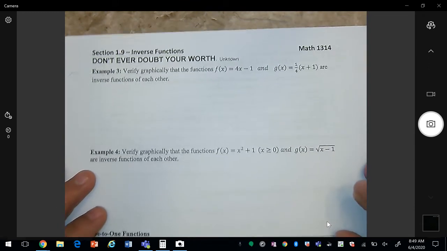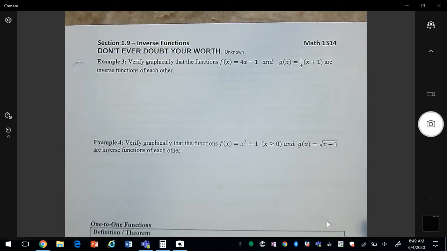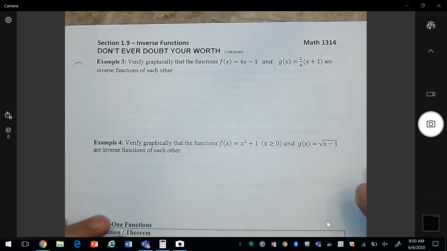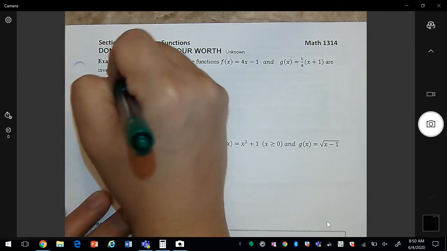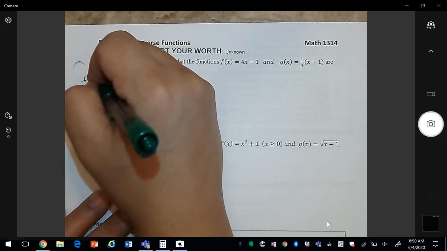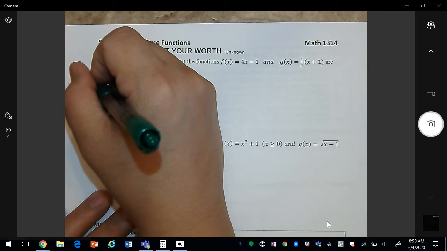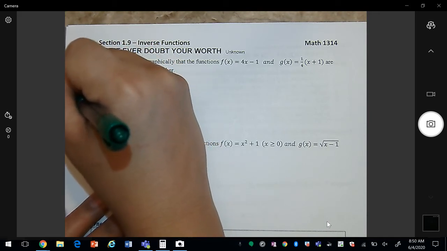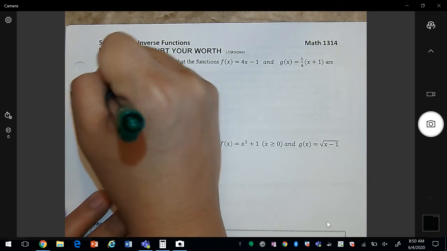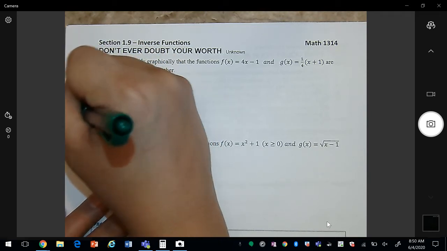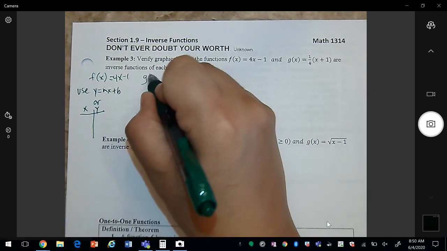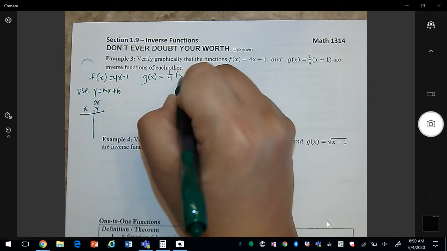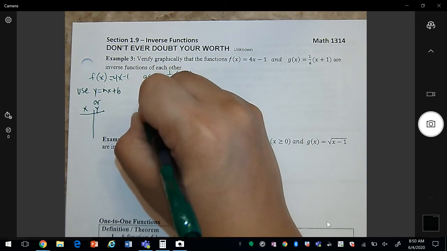So it says verify graphically that the functions f of x is equal to 4x minus 1 and g of x equals 1/4 x plus 1 are inverse functions of each other. So first we would have to graph f of x. You can use the y-intercept or you can use a table of values. Okay, and then for g of x, we have 1/4 x plus 1. We can do the same thing.